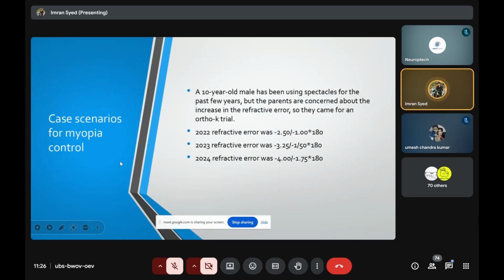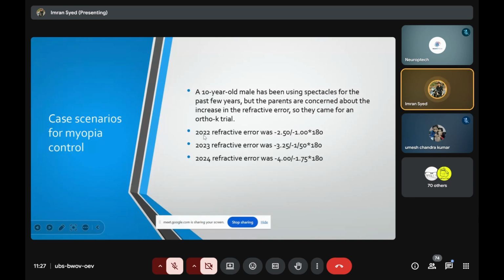Now for a myopia control case, this is a 10-year-old male who has been using spectacles for the past few years, but the parents were concerned about the increase in refractive error every year. So they came for an ortho-k trial because they know what ortho-k lenses are. They have done their research and came for an ortho-k trial.